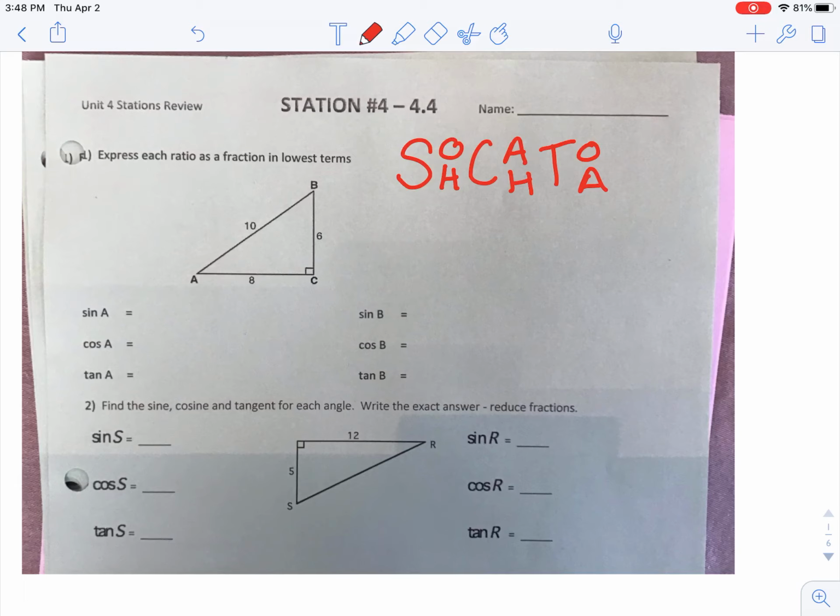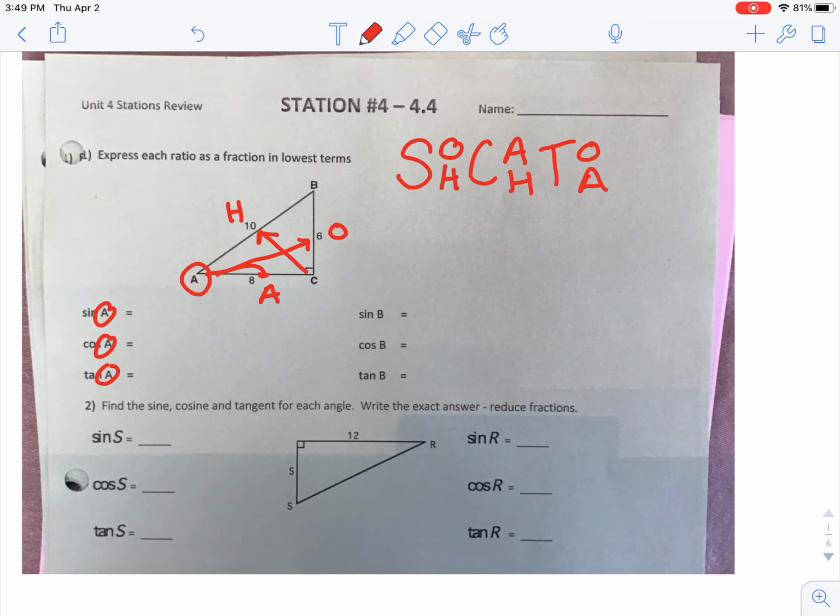So we go across from the right angle. That's always our hypotenuse. And then look at what angle we're starting at. So for these ones, you're all starting at A, which means I start here and go across. That's opposite. And the one right next to it is adjacent.